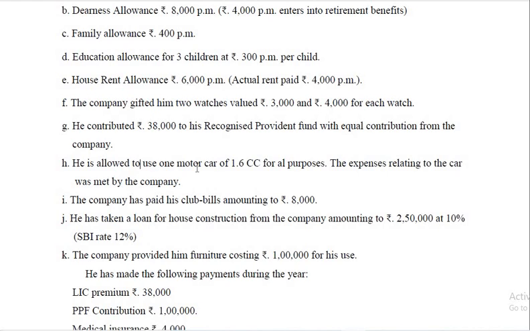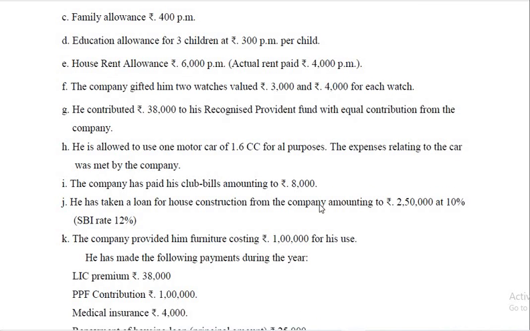And he is allowed to use one motor car of 1.6 cc for all purposes. The expenses relating to the car were met by the company. So here 1.6 cc means it's a small car. Anything above that is a bigger car. And the rate for valuation of motor car here is 1,800 per month for 12 months. There is no information about the driver and his salary, so you can just forget about that. So 1,800 into 12.